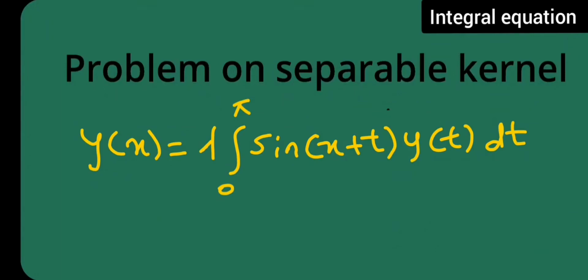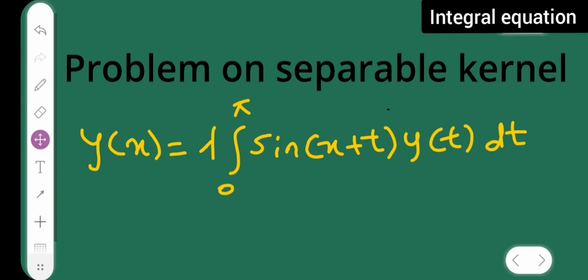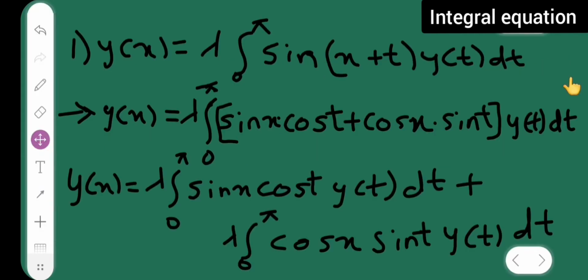So today's lecture is about the problems on separable kernel. For example, y of x is equal to lambda integral from 0 to pi sine of x plus t y of t dt. Okay, so here we have y of x is equal to lambda integral from 0 to pi sine of x plus t y of t dt. Now this is equal to what?